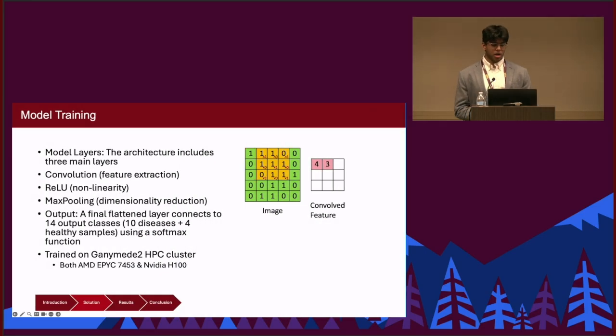And now for the model training. Our model consisted of 3 main layers: the convolutional layer for the feature extraction of those fungi, as I mentioned, on the leaf, then a ReLU nonlinearity function, and then a max pooling layer for the dimensionality reduction. This was then outputted through a flattened layer for the 14 final output classes, one for each disease and healthy class of the crop, using a softmax function.